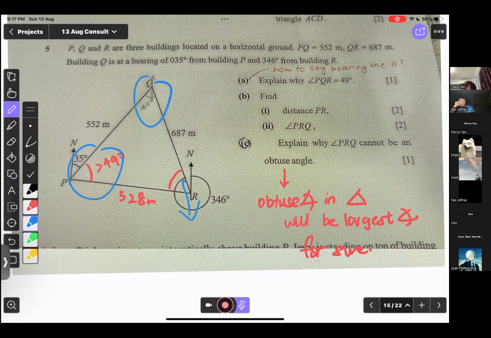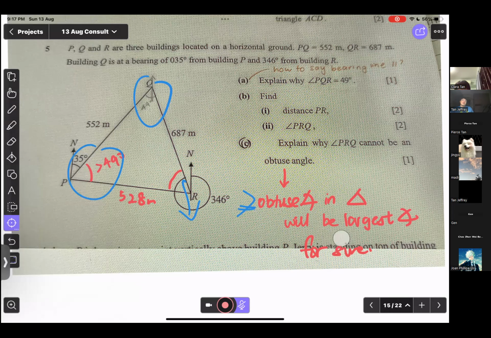You can just read off the diagram. Based on this definition, an obtuse angle must be opposite the longer side, but you can see that PRQ is not opposite the longer side. I got 687 bigger than you, so I lose. If I'm not the longer side, I cannot be holding a bigger angle. So the main thing is you have to compare each side and the angles that correspond.